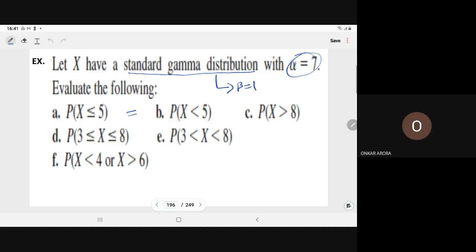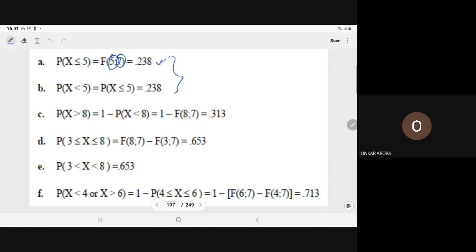Then after, find the probability for x lying between 3 to 8, both inclusive. So it is F(8) for alpha equal to 7 minus F(3), right? You know how to compute, so I'm not going into detail. So F(8) minus F(3). Both values you can read from the table, and the algebra will give you the required probability 0.653.